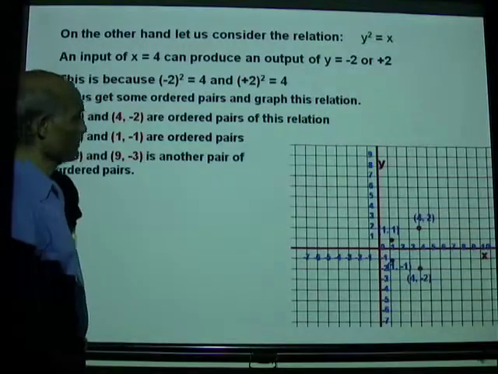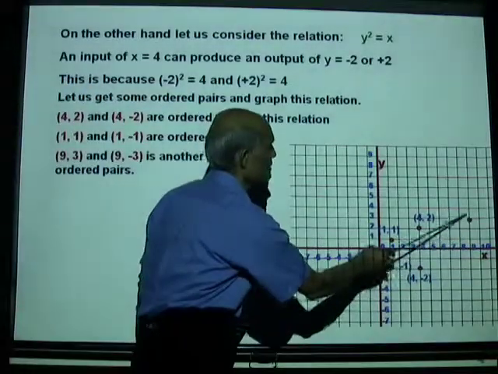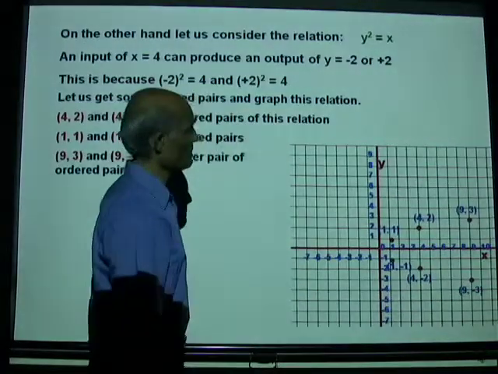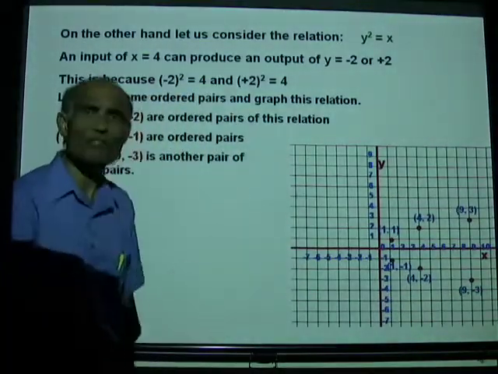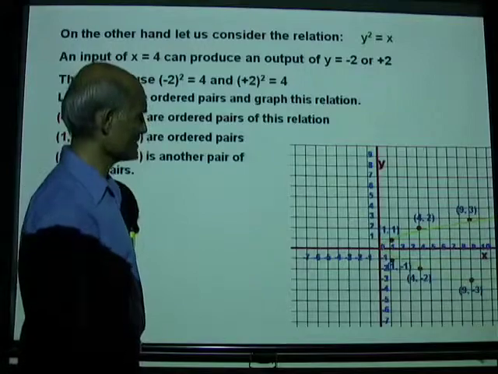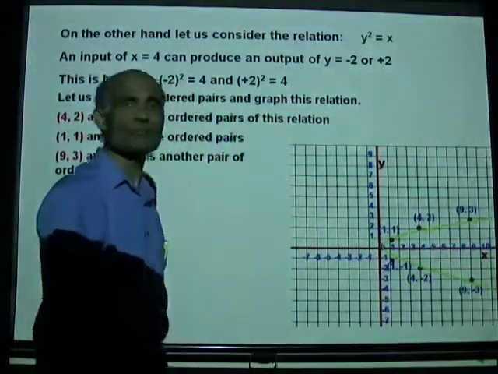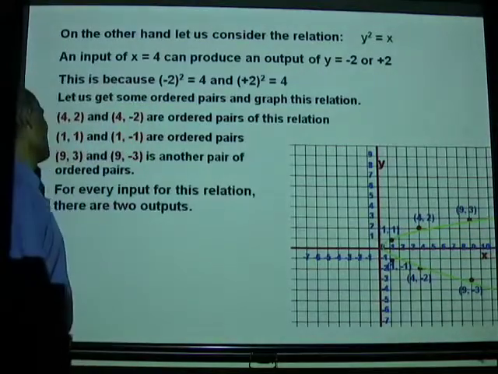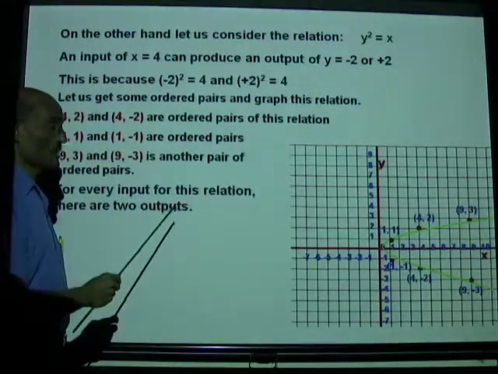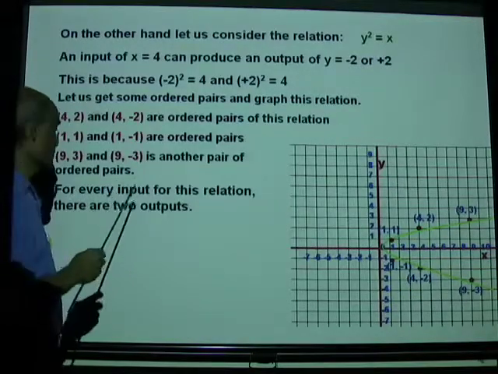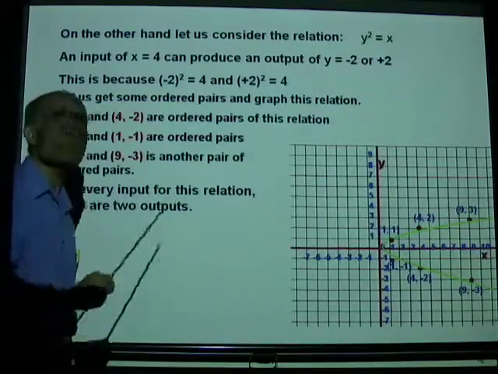Let's mark those points. That is (9, 3) and (9, -3). And how does the graph of this relation look like? Look at that. That is the graph of that relation. All right. Now, looking at the graph, you know that for every input, this relation gives you two outputs.